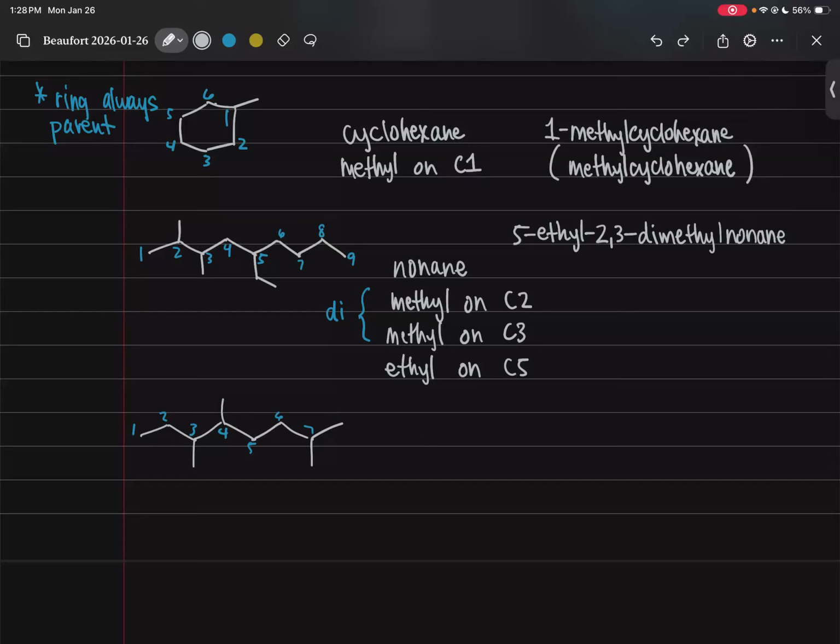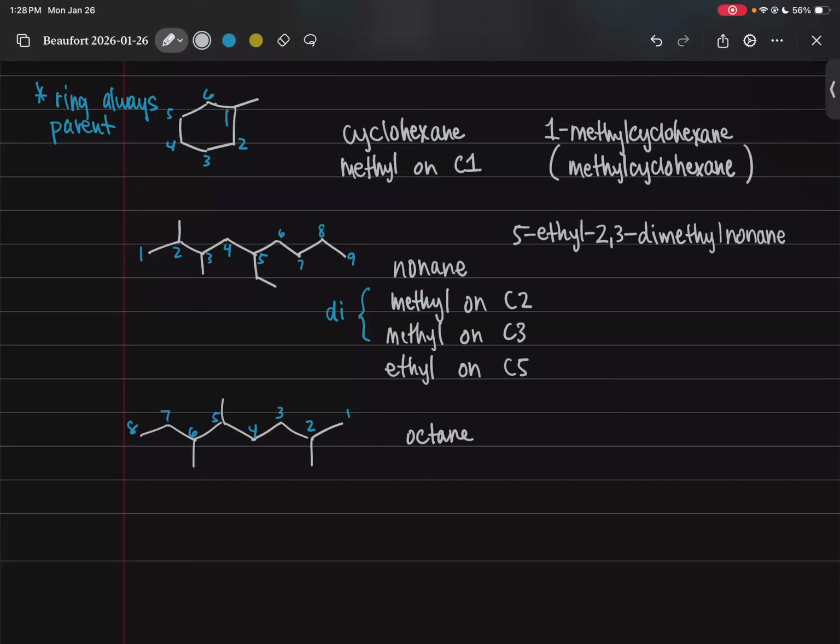But that's not correct in this case because we can go the other direction. 1, 2. And we can get that substituent on a 2. And that is the best thing in this case.